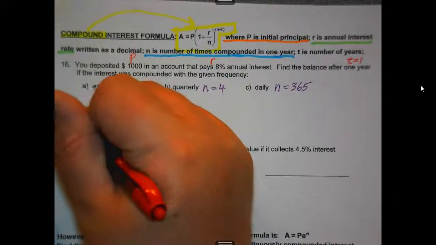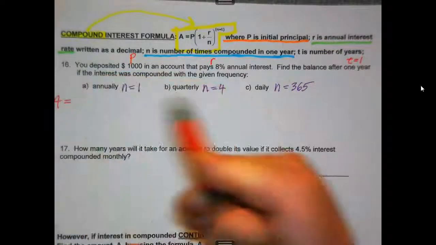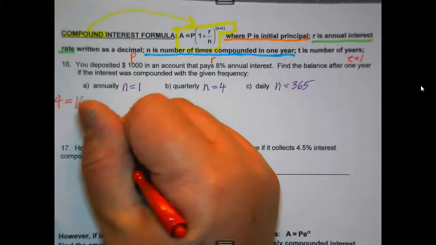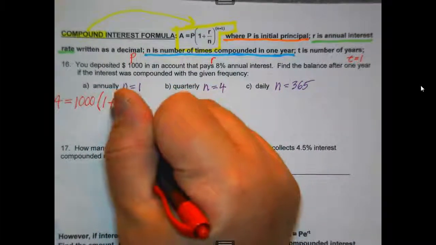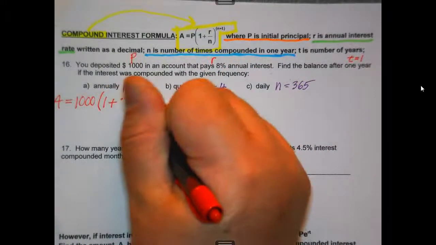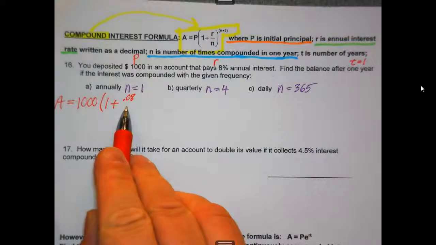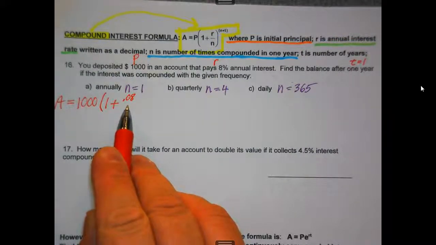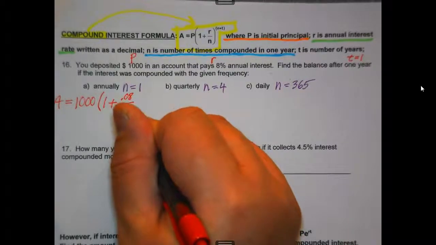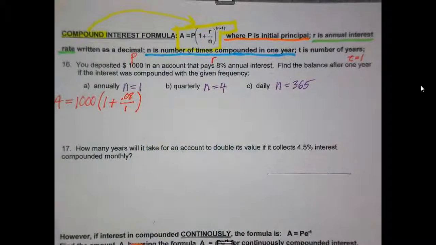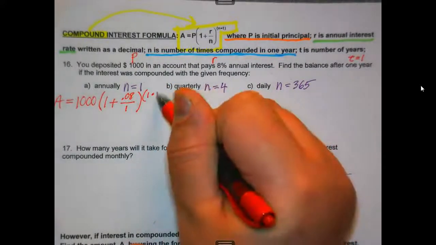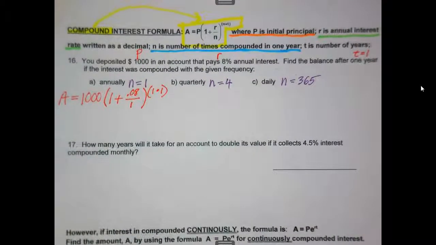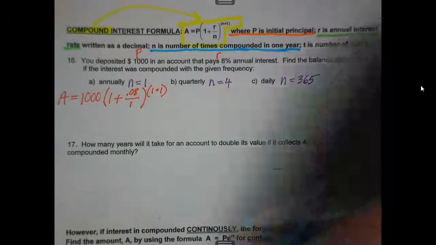So, for A, I have A equals my P, which is 1,000, times my 1 plus my rate, which is 0.08. Hey, look at that. That's the legal driving age before you get intoxicated. Yeah. All over 1 raised to the N, which is 1, times T, which is 1. Okay? We have a number for T, so we're just going to calculate this. We don't need to put it in our Y equals.